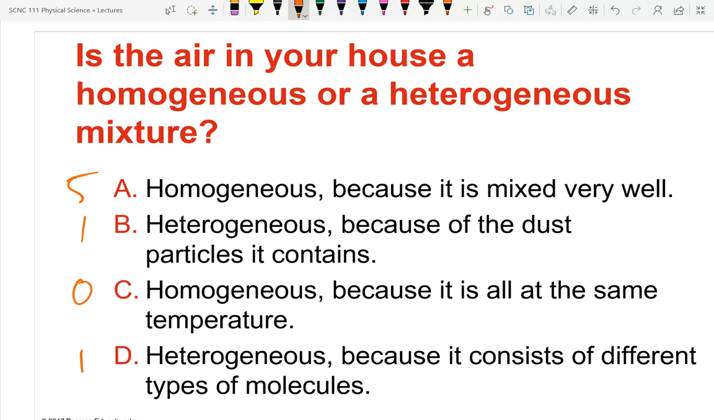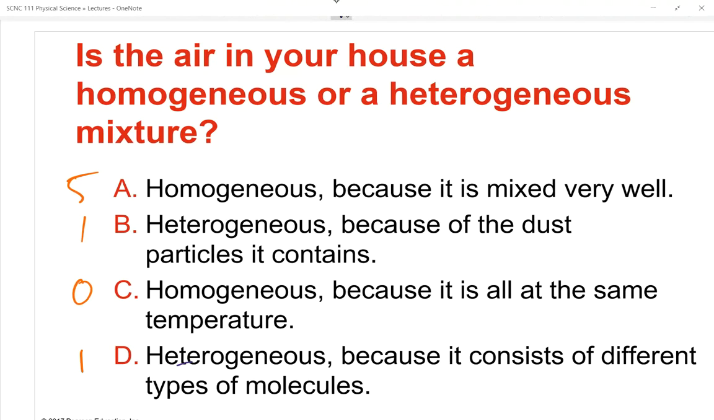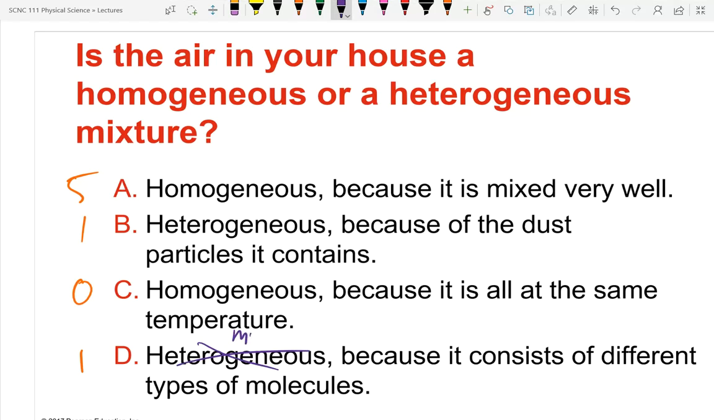So, in our house, we do have different types of molecules, right? And so that's going to make it not a pure substance, but a mixture. So this one here was incorrect because the person was confusing. It's a mixture because it consists of different types of molecules. And the differentiation we're looking for is if you can tell that they're different kinds of molecules or not.